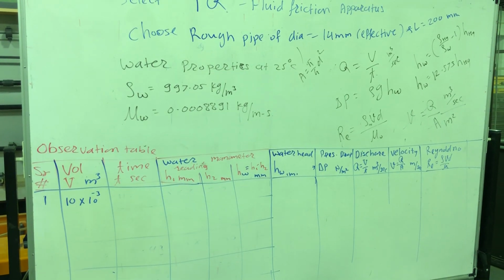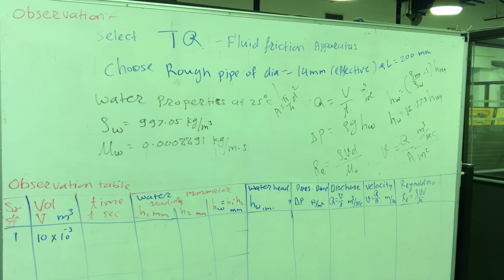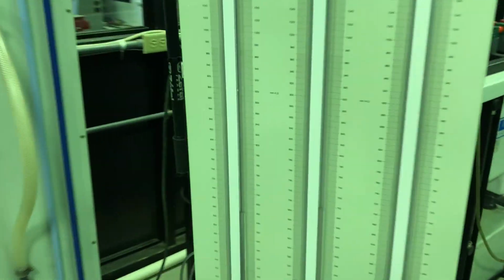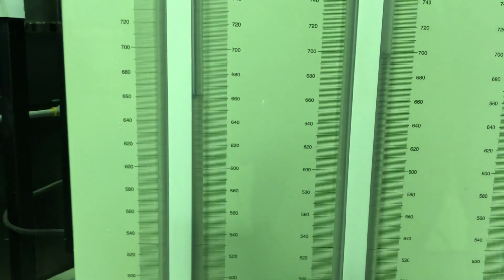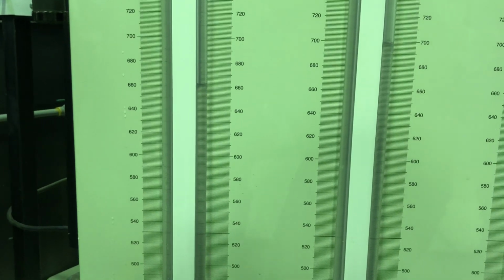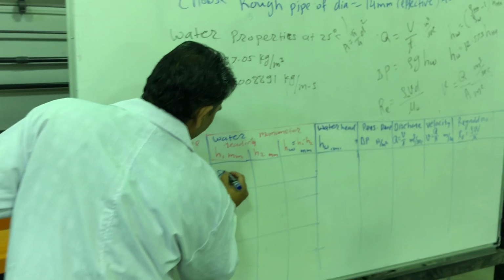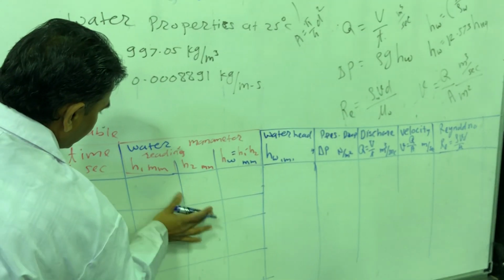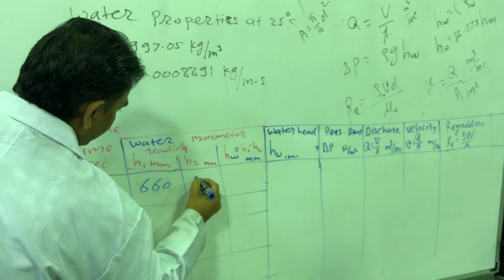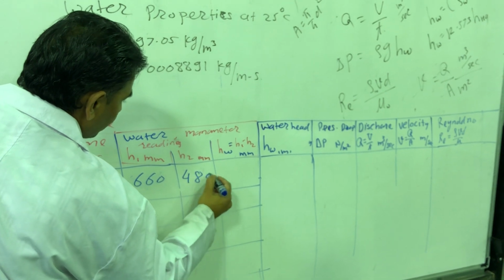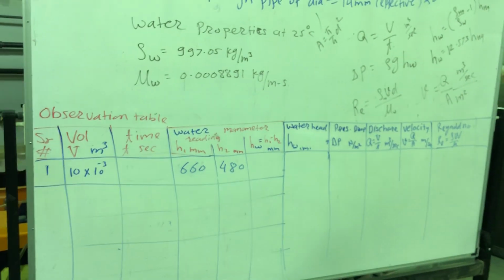Okay, now second reading. So can you tell me the first H1, H2? Yes. 660 and 480. Sorry, 660 and 480. Okay. Now we'll measure the time.